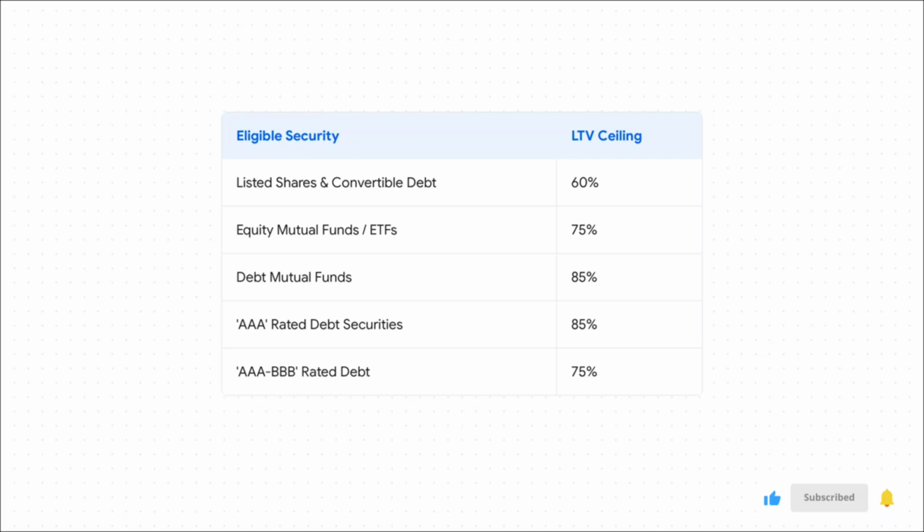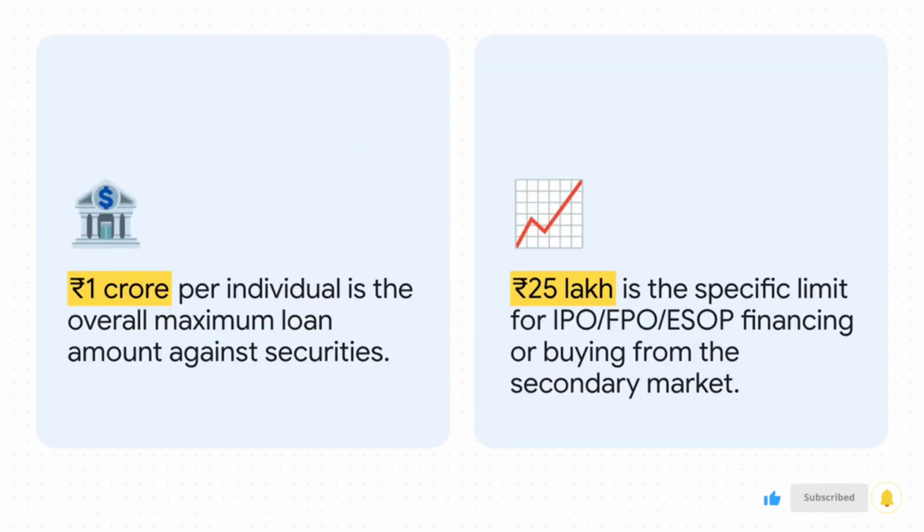If you want a loan against individual stocks, which can be pretty volatile, right? The LTV is only 60%. But if you're using a super safe AAA rated bond as collateral, the bank can lend you up to 85%. The logic is crystal clear. The riskier the asset you're pledging, the lower the LTV, meaning the more of your own cash you have to bring to the table.